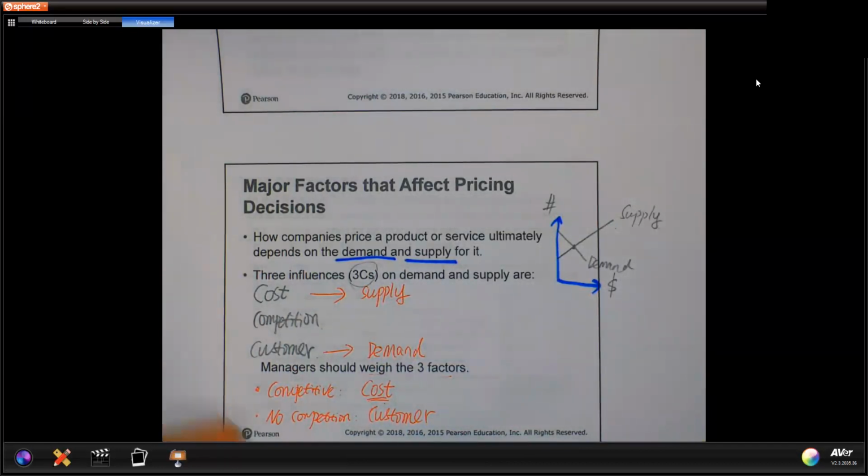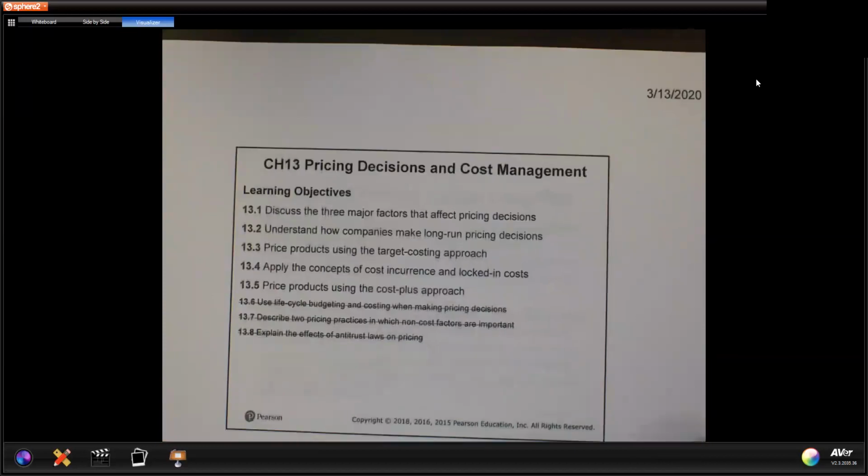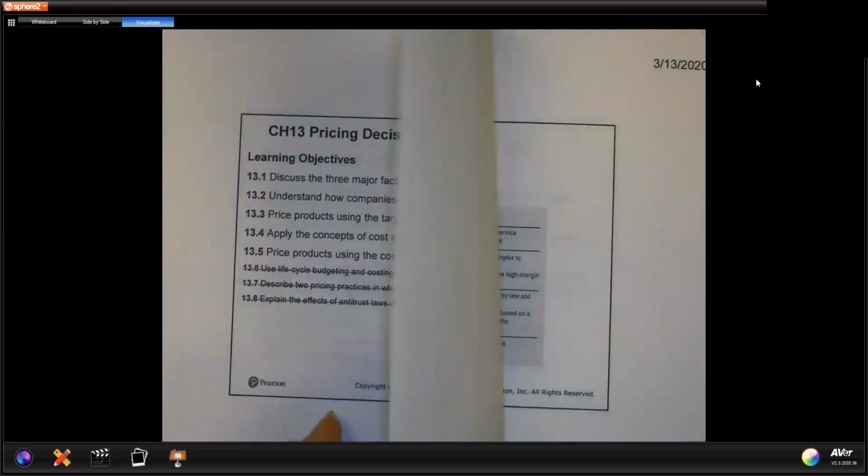Those are just the background. As I said, read the textbook, get these parts. You may have a multiple choice question. It's really not hard. Read the textbook, you will get it. Go to the next page.